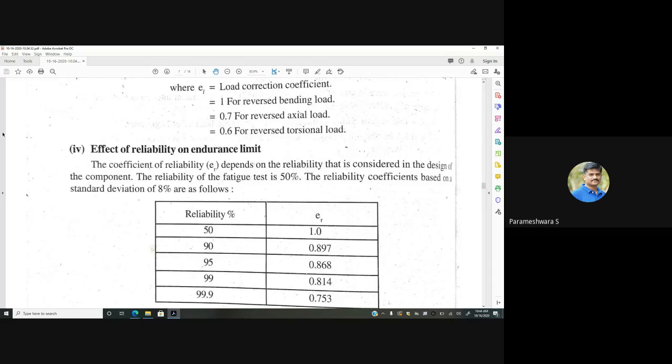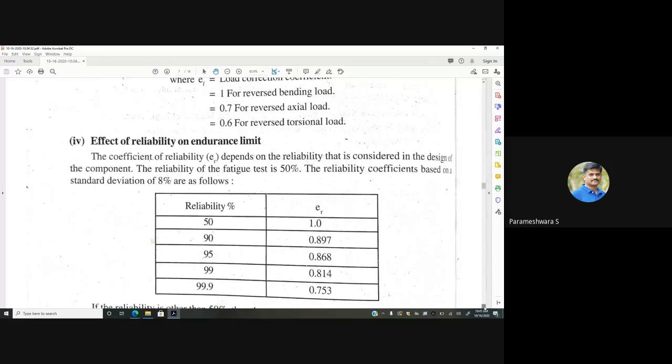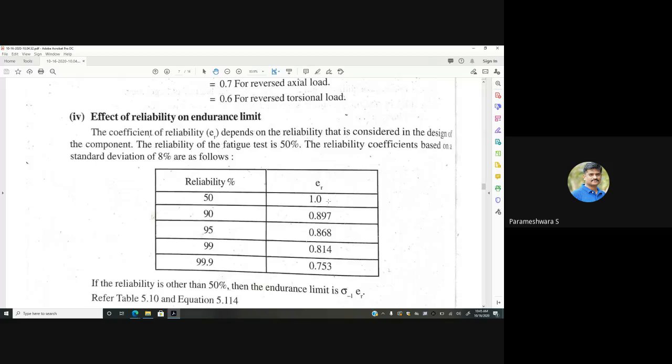Okay, so reliability of the fatigue test is 50%. This value is taken from conducting a series of tests under fatigue condition, and these reliability coefficients are based on a standard deviation of 8% as follows. Suppose you consider reliability as 50%, you should take that value as 1. What value? Reliability coefficient value on endurance limit. If you consider reliability as 90%, you should consider the value as 0.897, then 0.868, 0.814, 0.753.